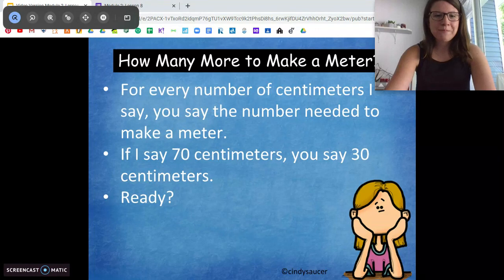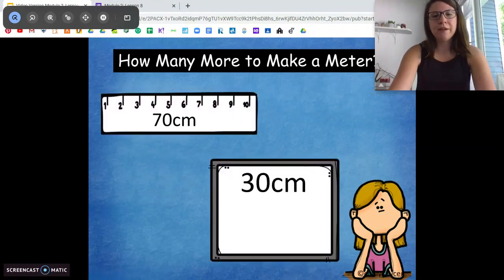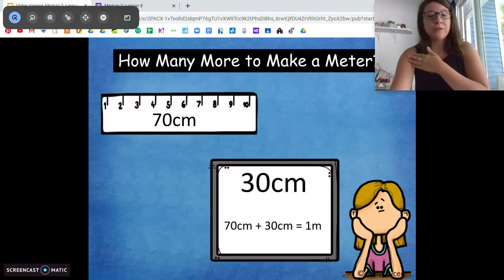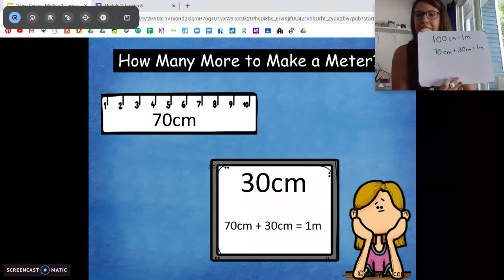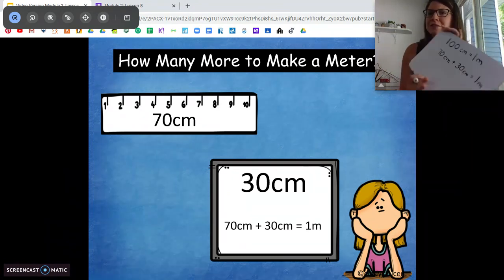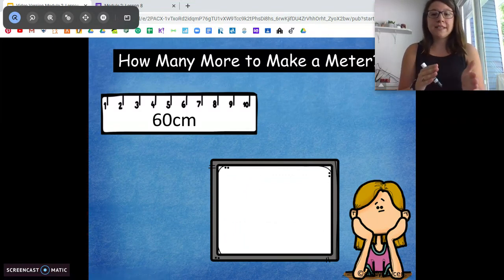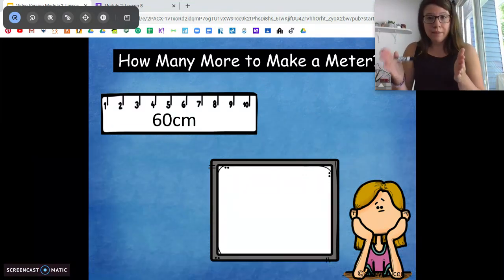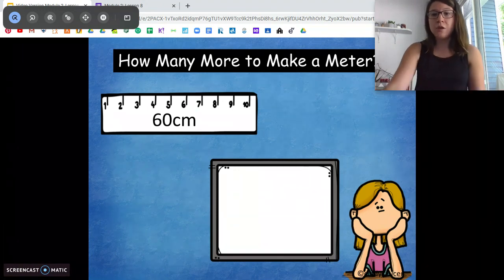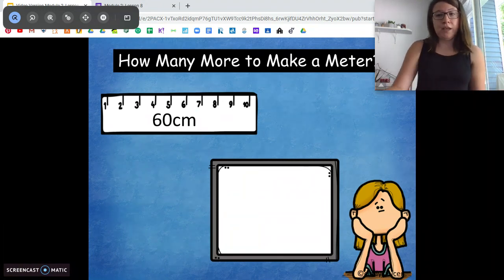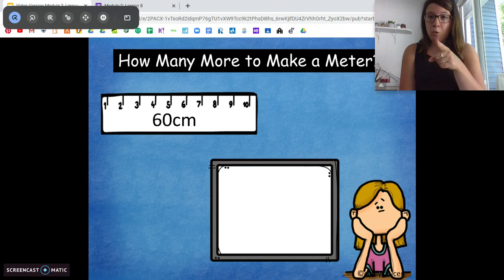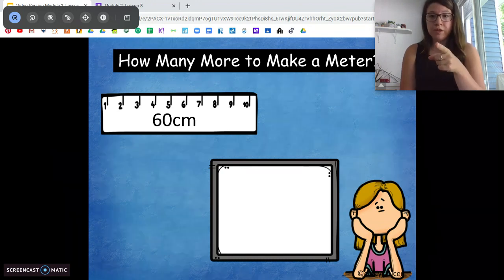Ready? Okay. So 70 centimeters, so I just did this one. Takes 30 to get to 100. 70 plus 30. 70 centimeters plus 30 centimeters equals 1 meter. All right, try this one on your own. You have 60 centimeters you need to get to 1 meter or 100 centimeters. How many more centimeters do you need? Write that number sentence now. Unpause when you're ready.